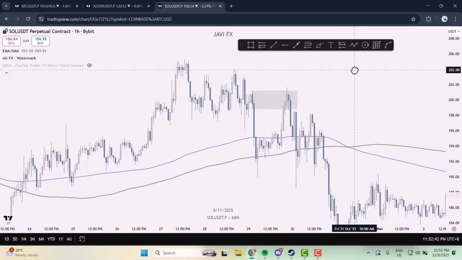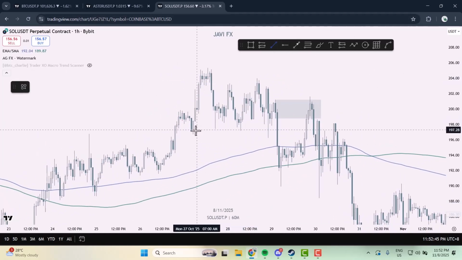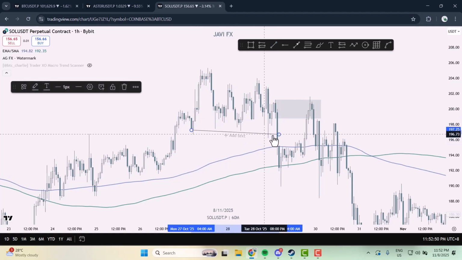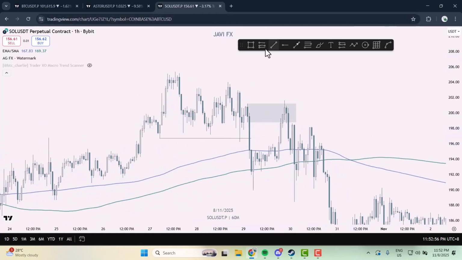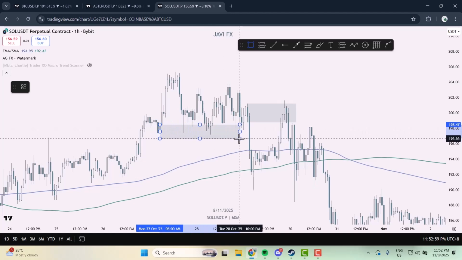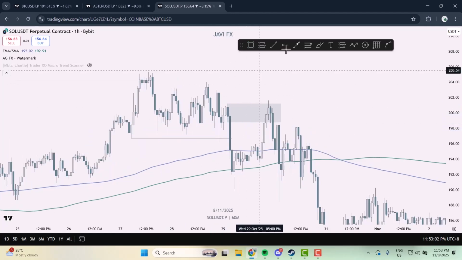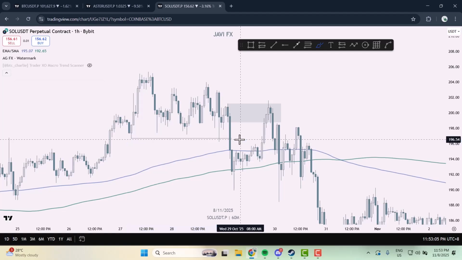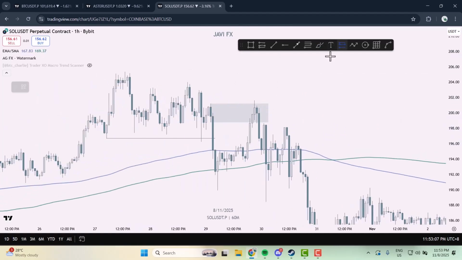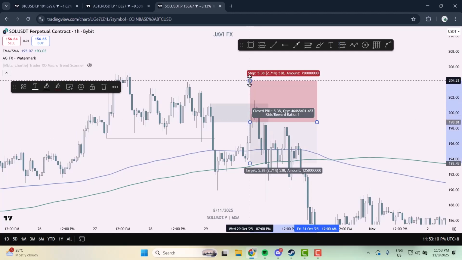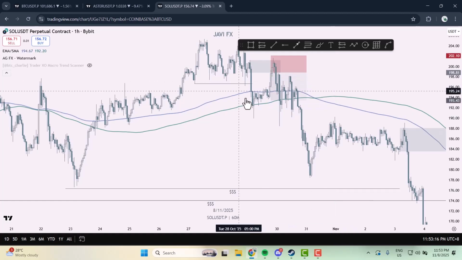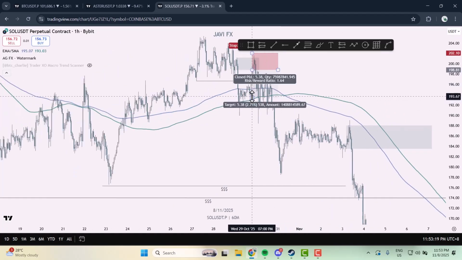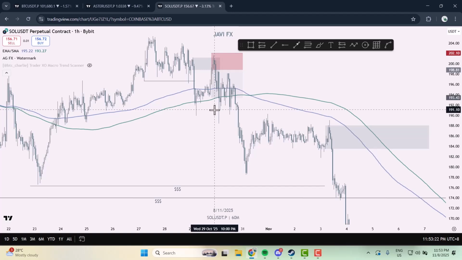All right. So here we have broken structure. Now, right here, if we were to continue pumping, then this demand zone should hold, but it didn't. And now support became resistance, and we have ourselves a supply zone over here. And now it looks like we have a good trade in our hands again. Now here on Sol, if you weren't in this specific trade, you had no chance of getting in again.